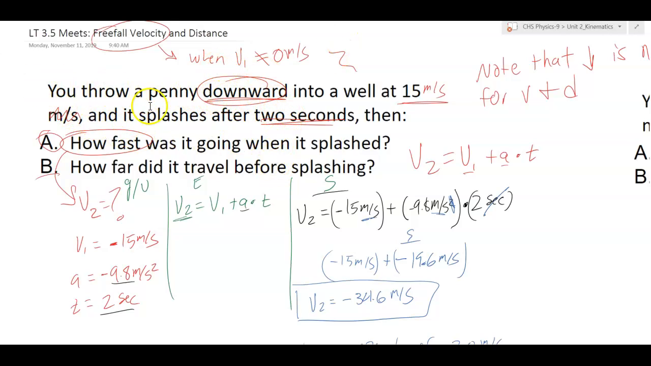In the previous one, we went over this problem, and we only solved it for how fast it was going at the end. And we want to know is how far did it travel before splashing.